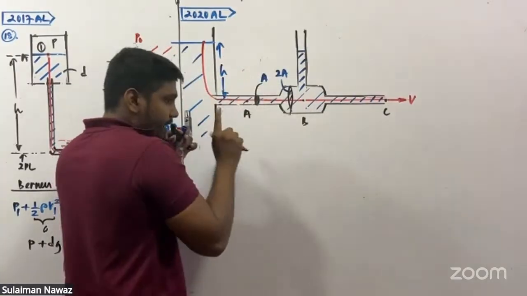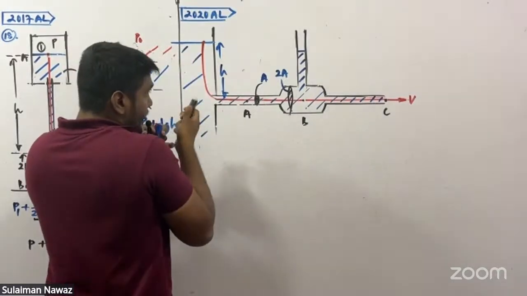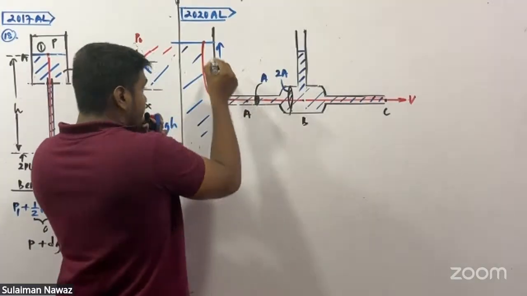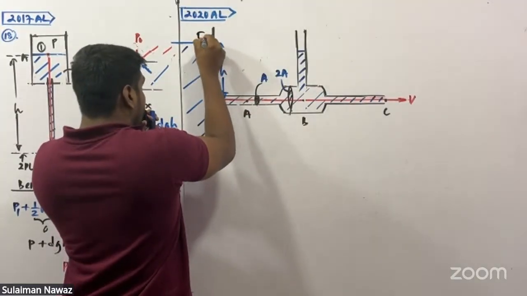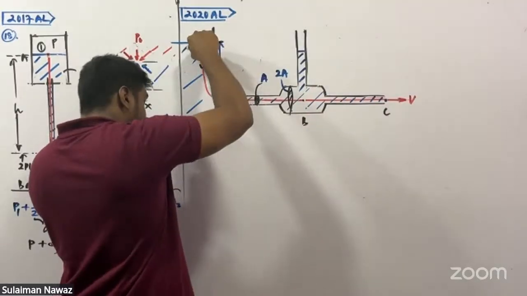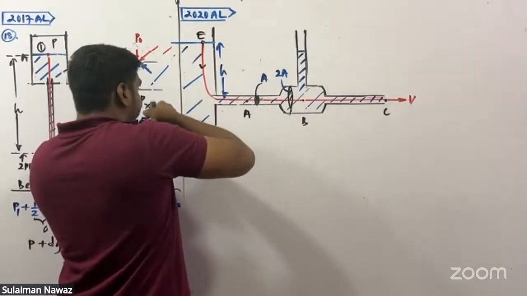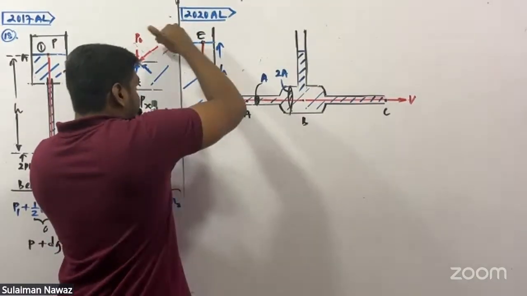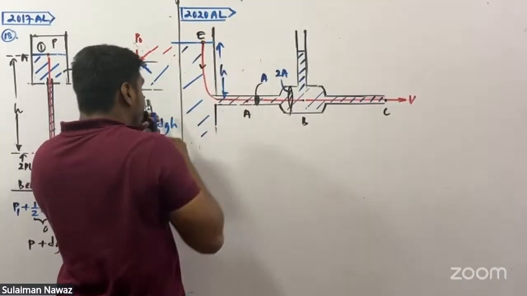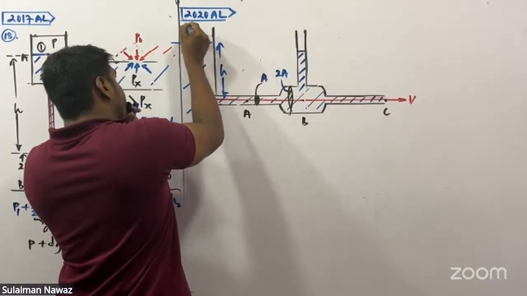If we consider a point on the free liquid surface, I consider it as point D. On the streamline, if you select two points, one is point E, the other is point C. What is the pressure at point E? Since the free liquid surface of the tank is open to the atmosphere, the pressure at point E is going to be the atmospheric pressure, P naught.